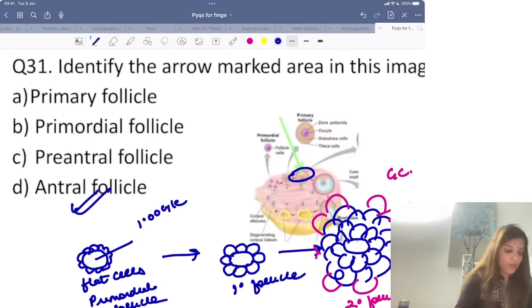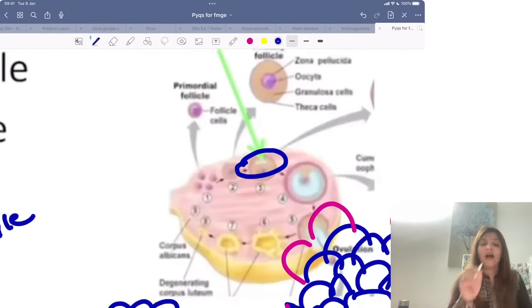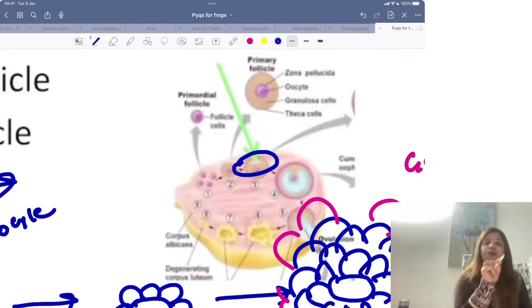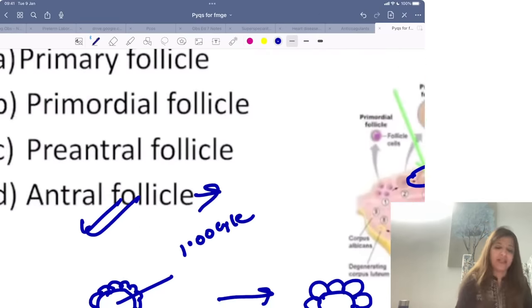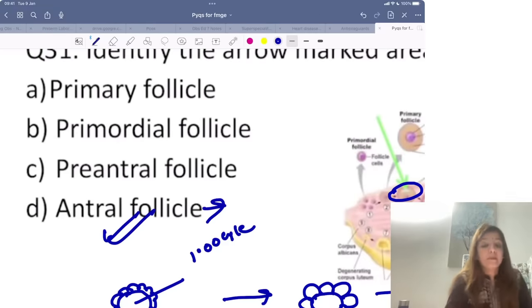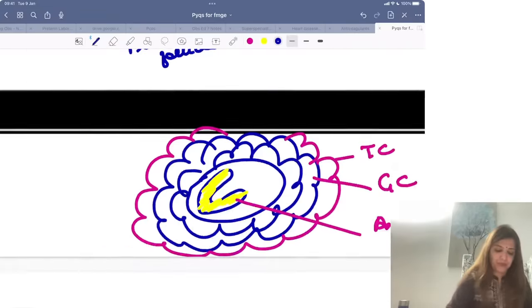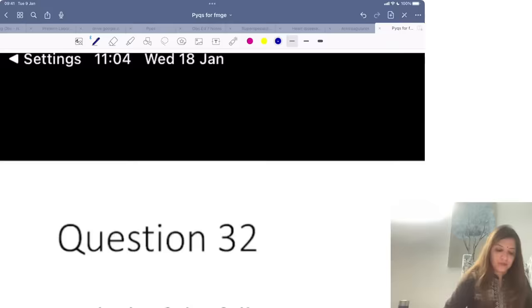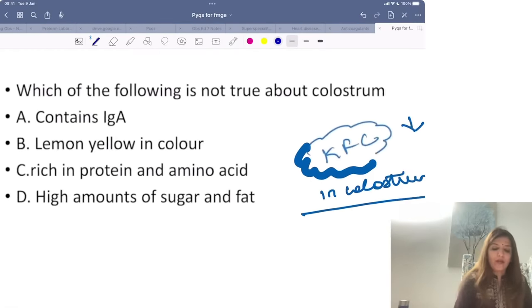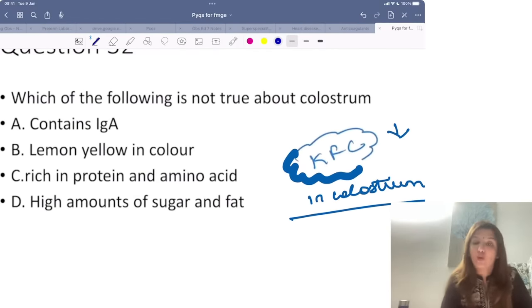So the answer over here is option D, because when we zoom in, we see a cavity. Now if a cavity is seen, it means it's an antral follicle. Please do not say pre-antral. Pre-antral means you will not see any cavity. Right? Okay. Then, which of the following is not true about colostrum?